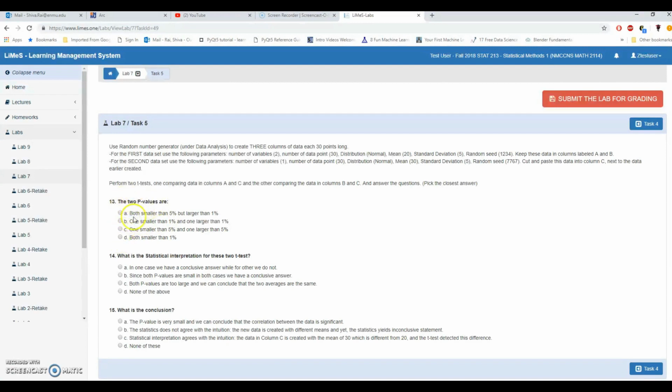Both p-values are smaller than 5%, larger than 1%, no. One smaller than 1%, one larger than, no. One smaller than 5%, one larger than, no. Both are smaller than 1%, this is the one.